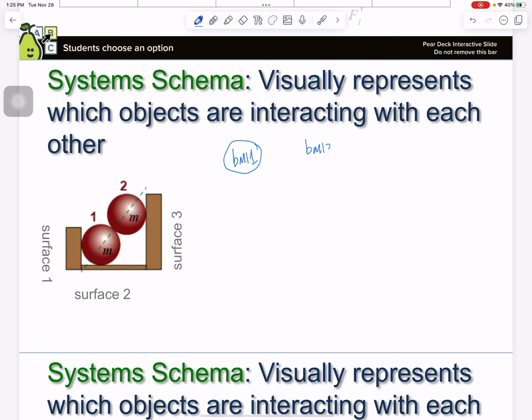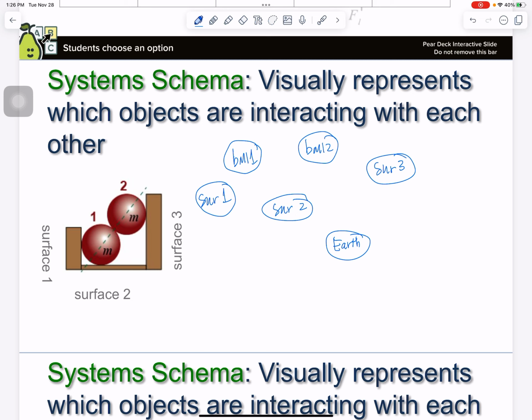Ball 2, bubble. We've got surface 3, bubble. We've got surface 2, bubble, surface 1, and we've got one more thing that we always have, and that is the earth. All right, so that's the first thing: put all the objects in a scenario into bubbles. The next thing that you're going to do is you draw lines connecting the objects that are touching each other or interacting with each other. So ball 1 is touching ball 2, surface 1, surface 2, and it's also interacting with the earth.